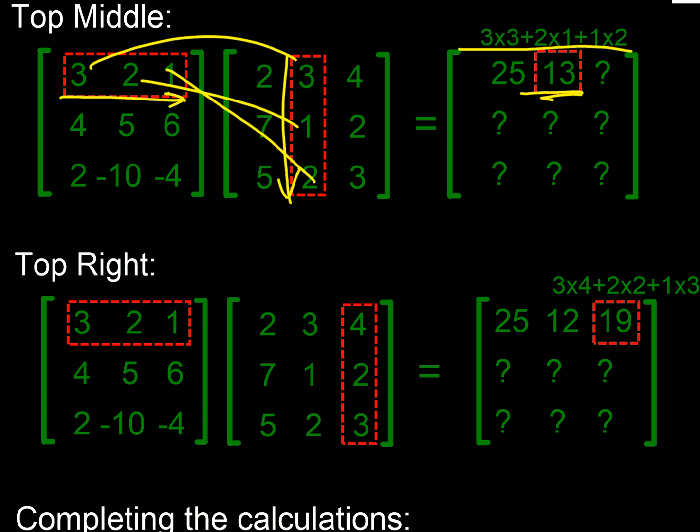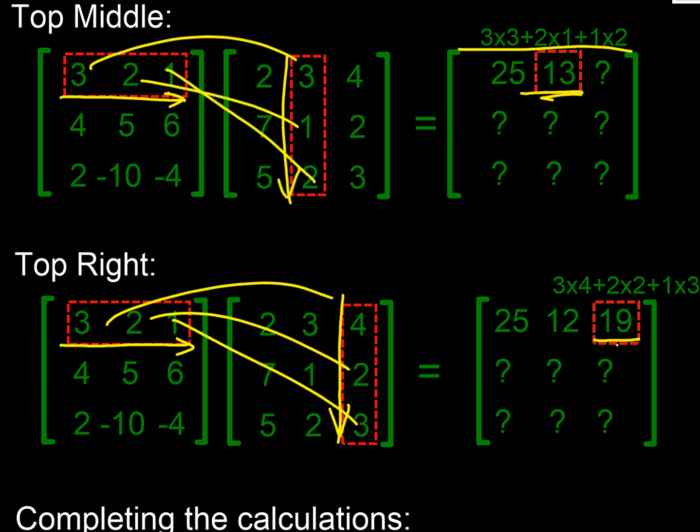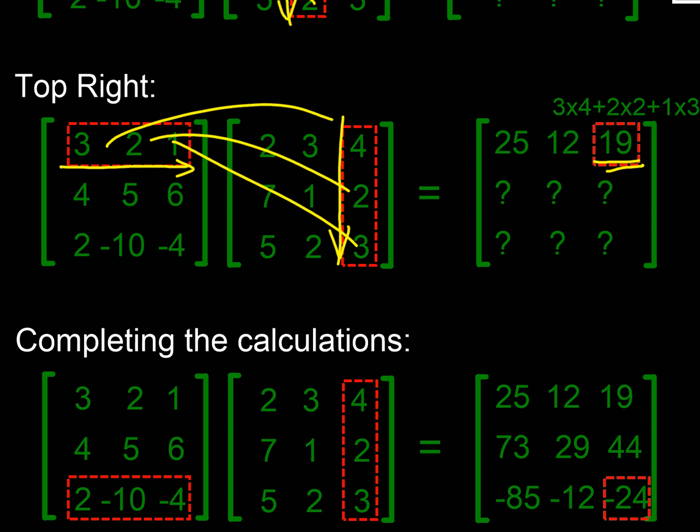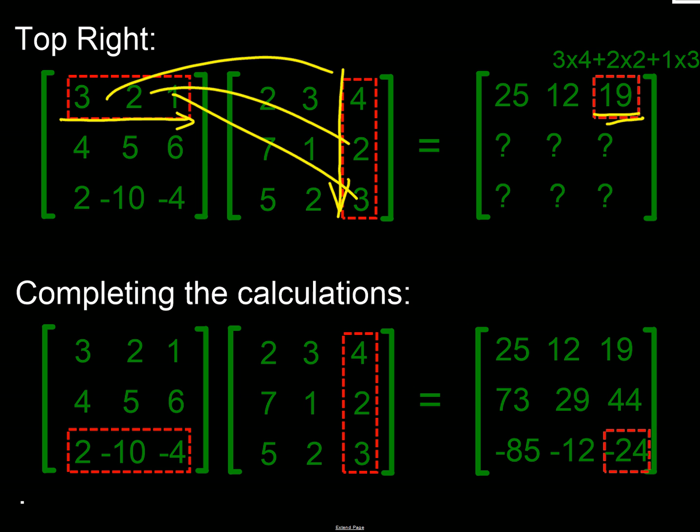And if I want the top right of my resultant, then I need my top row and my right-hand column, and I do the multiplications there. 3 times 4, 2 times 2, 1 times 3. Add them up, and I get 19. So I've completed the top row, and I could carry on and do exactly the same thing with the middle row and then the bottom row.